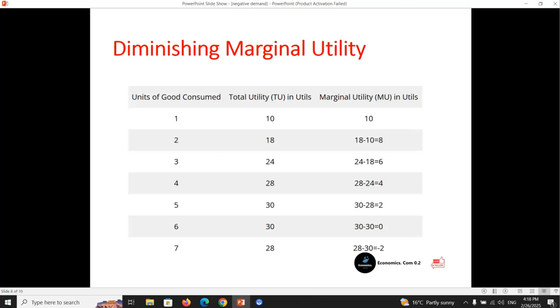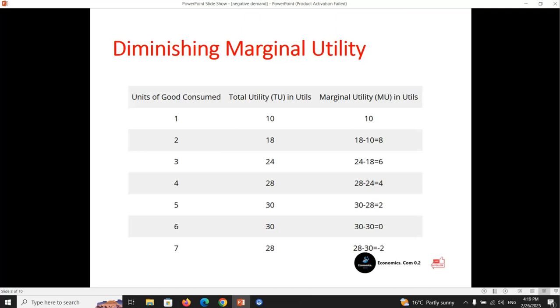Let's carefully illustrate the table that represents the relationship between total utility and marginal utility. You may see it on the screen. The first column shows the number of units consumed. The second column displays the total utility, the total satisfaction gained from consuming all units. The third column calculates the marginal utility, the additional satisfaction gained from consuming one extra unit.